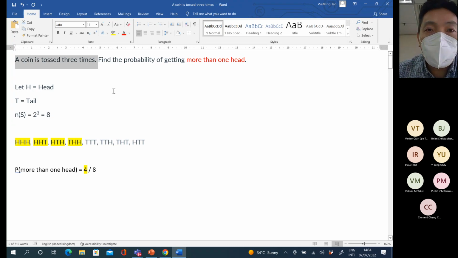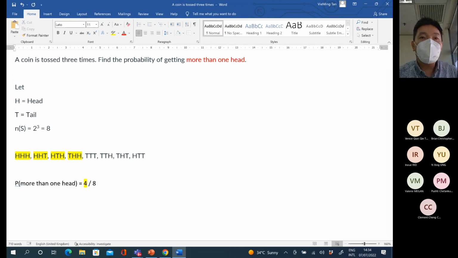Okay, so this question is looking for what? Find the probability of getting more than 1 head. Before we answer this question, let's use symbols to represent the face of the coin. We know that a coin consists of 2 faces, the head and the tail. So we can use H to represent head and T to represent tail.